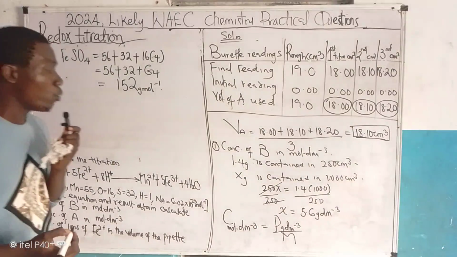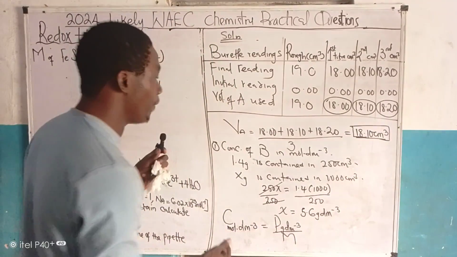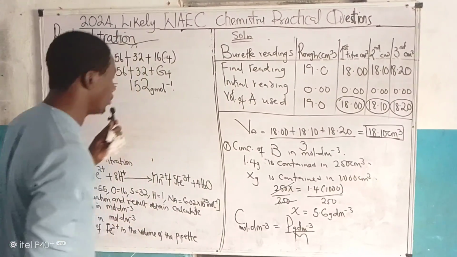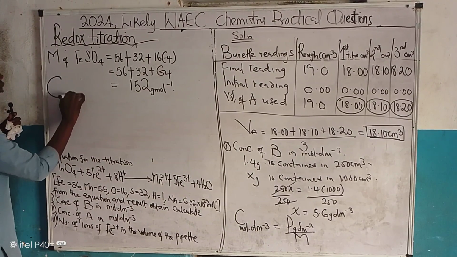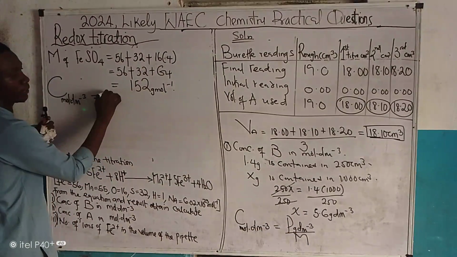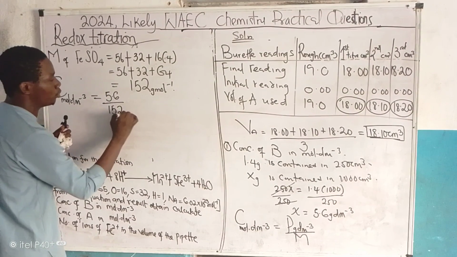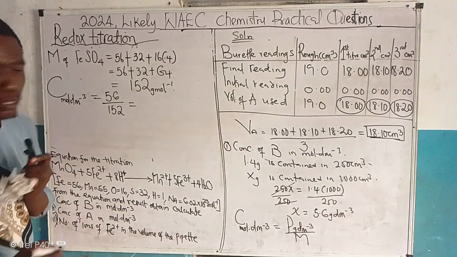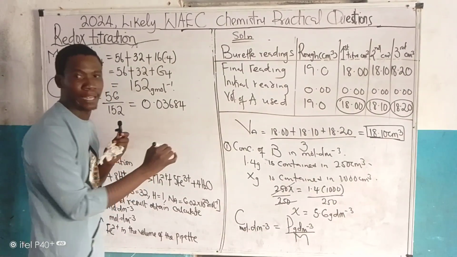So what do we do now? We are going to calculate the concentration in mole per dm3 by dividing the mass concentration over the molar mass. So let's do that quickly. Concentration in mole per dm3 will give us the mass concentration, which is 5.6, over molar mass 152. Now do that quickly. 0.03684. Is that correct? Good.